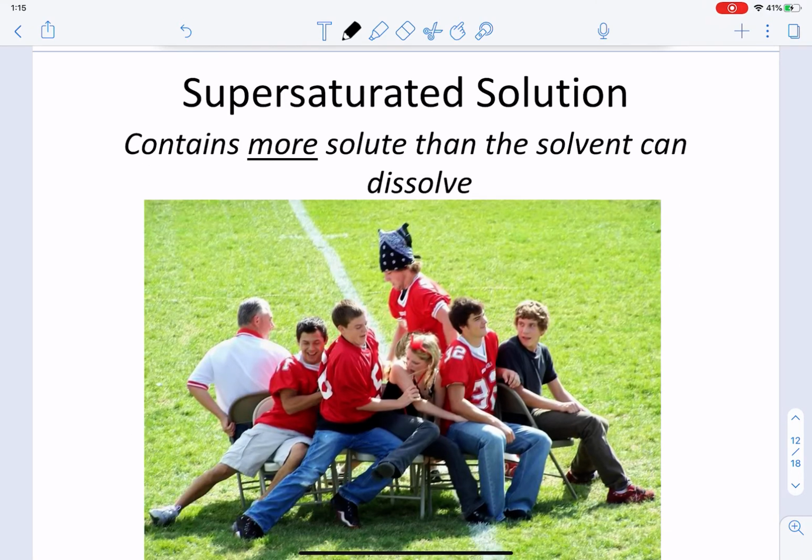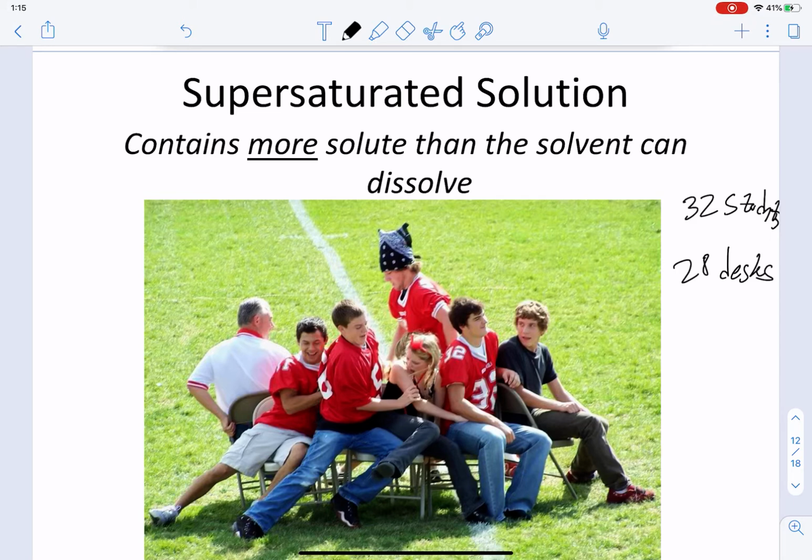A supersaturated solution contains more solute than the solvent can dissolve. So maybe we have 28 desks and we have 32 students, right? Now we have more solute than we have desks. So what would we see happen? In the analogy, we'd see someone standing up, or hopefully getting a desk from someone else's classroom.